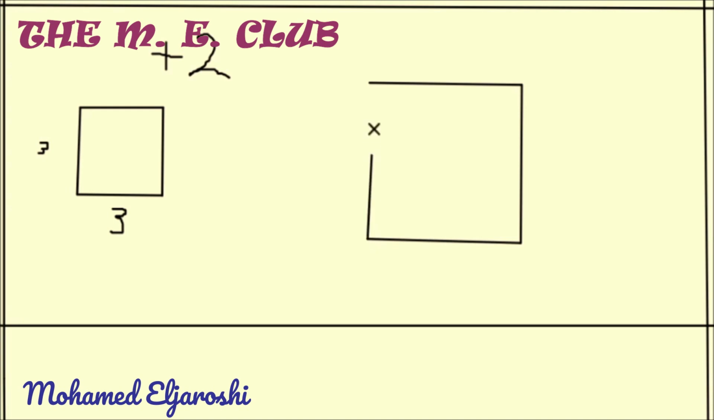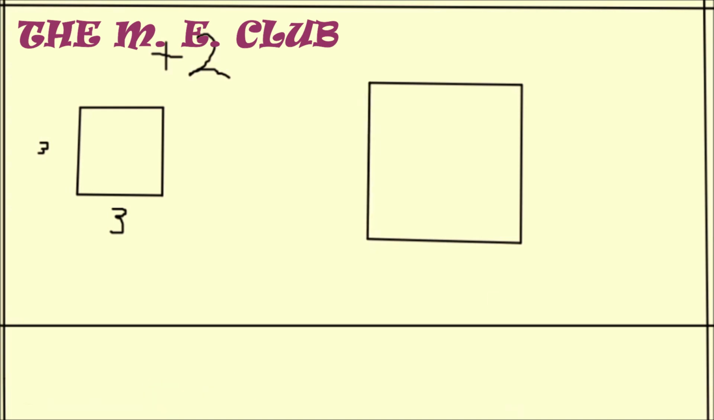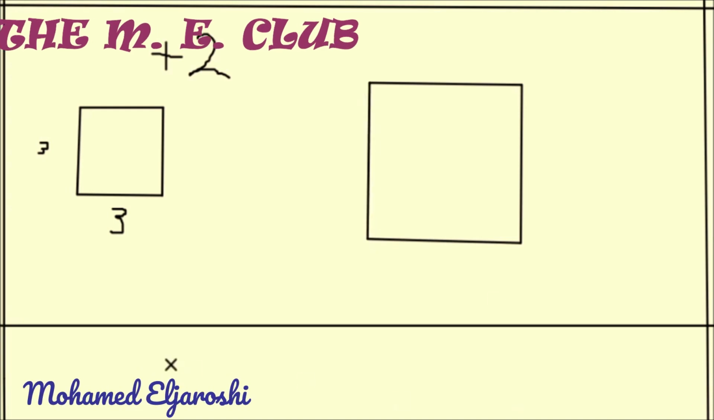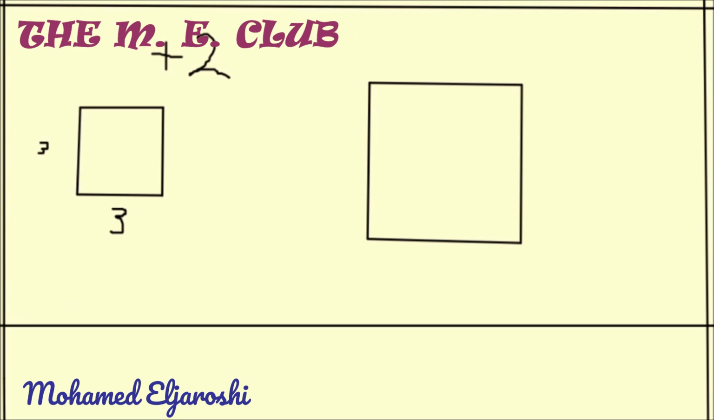Now, in this example, we understand that when we talk about perimeters, we can multiply the perimeter of the old shape by the scale factor to get the perimeter of the enlarged shape. This is for perimeters. What about area? Is that the same?